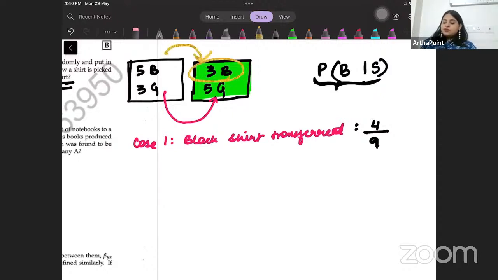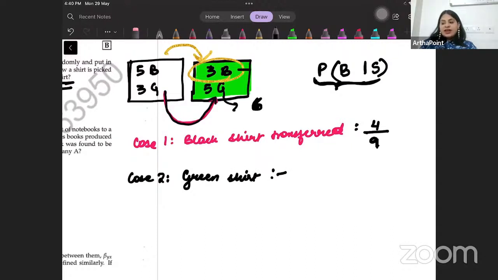Case 2. When I would have transferred a green shirt. So beta, when I transfer a green shirt, there would have been 6 green shirts. Black would have remained at 3. So probability of choosing a black would have been 3 out of 9 shirts. Okay. So how do I find the probability of picking up a black shirt?